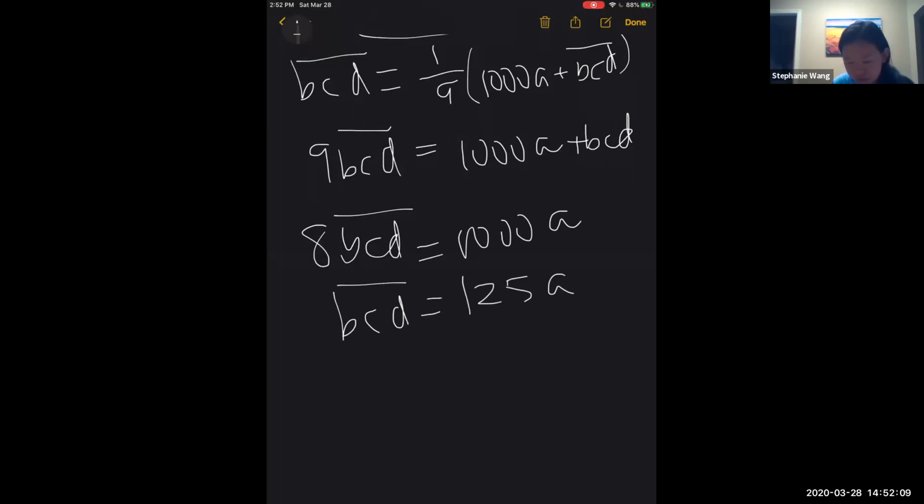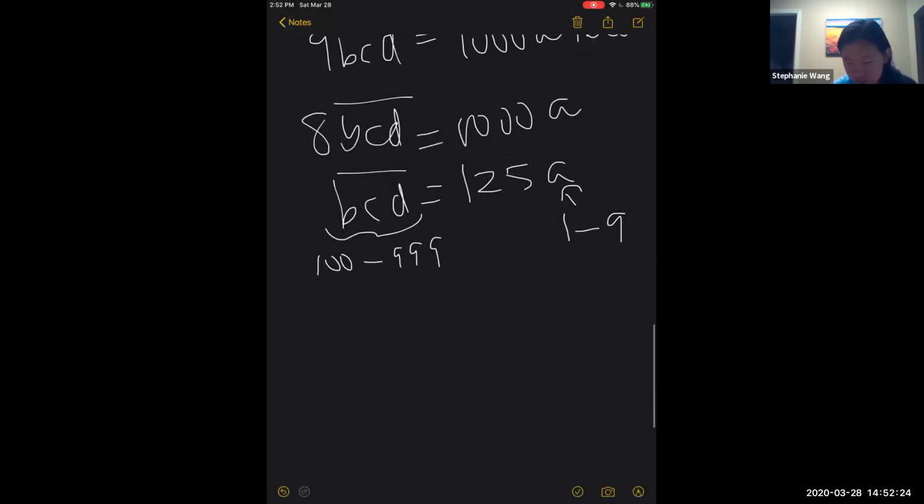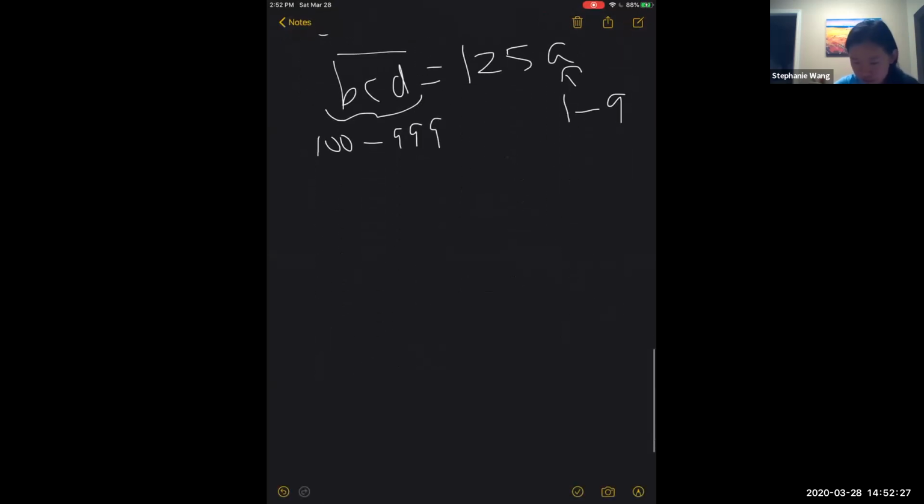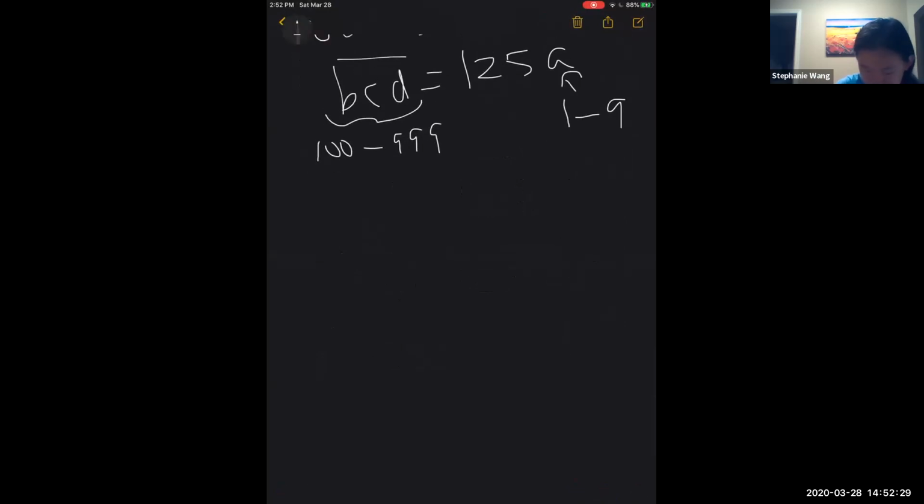So now we know that A is going to be a single digit number because it's a single digit of a 4-digit number. So A is going to range from 1 to 9. And BCD is going to be a 3-digit number, so it's going to range from 100 to 999. Now we're just going to have to go through the cases. If A is 1, then BCD would be equal to 125 because we're just plugging in certain values of A over here to get the BCD value.